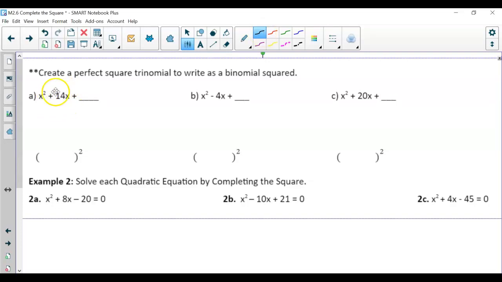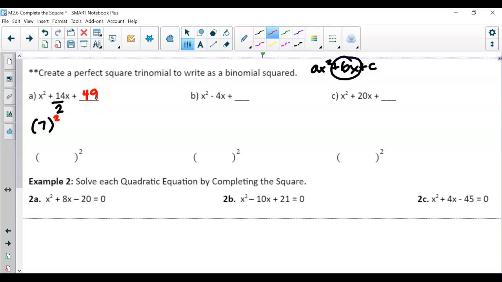b is always what's connected to x. So it's ax squared plus bx plus c. We're always going to take that coefficient of x, our b, and we're going to halve it. So 14 divided by 2 is 7. And then we're going to take that 7 and square it. 7 squared is 49.